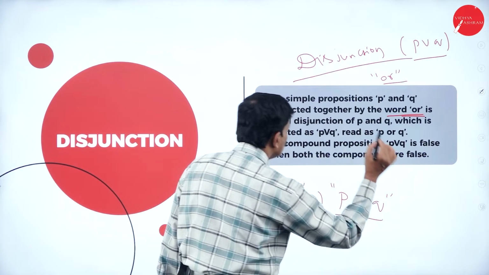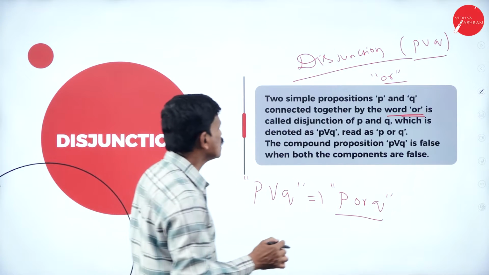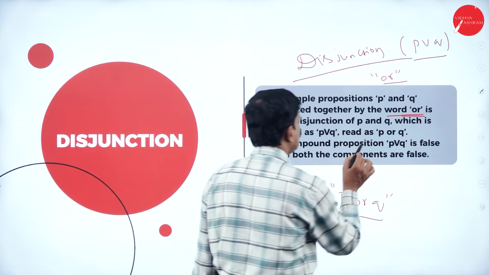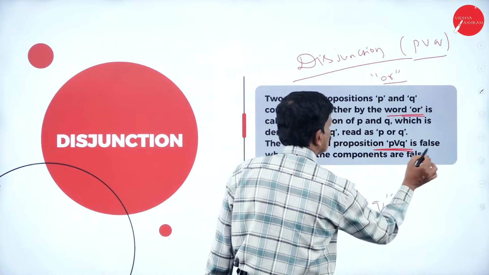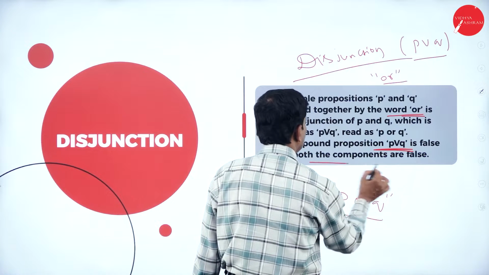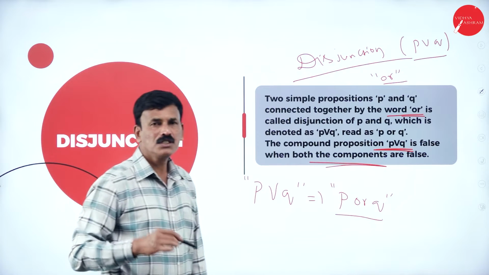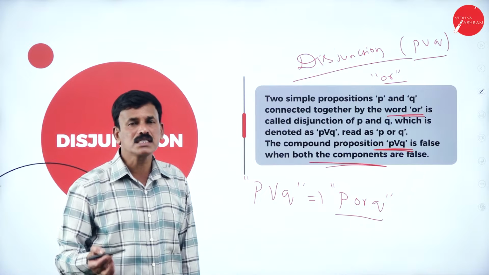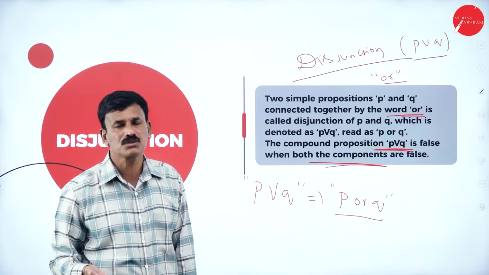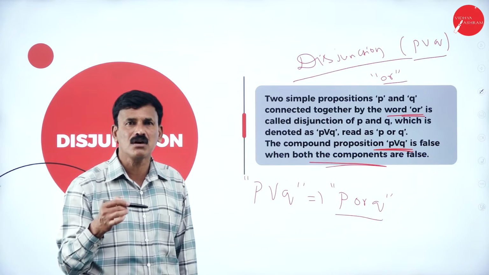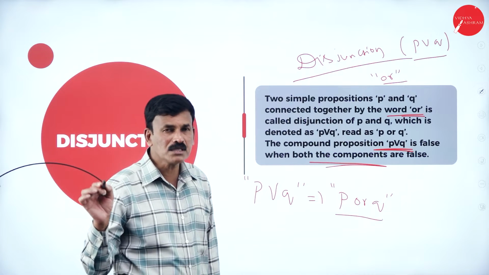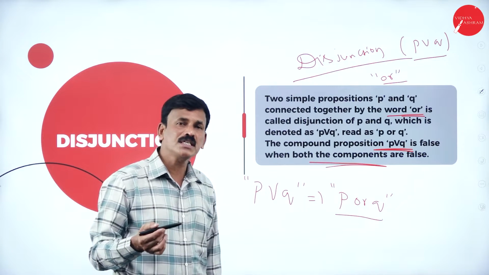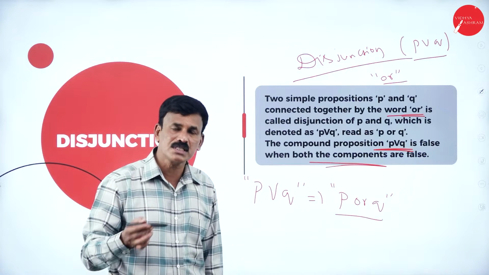Now, what is this equal to? Read it as P or Q. The compound proposition P disjunction Q is false when both the components are false. If both the components are false, then it is false. In other cases, it is true, because we are using the connective "or". If both the statements are false, then only the entire statement is false. If any one statement is true and the other is false, then it is true.